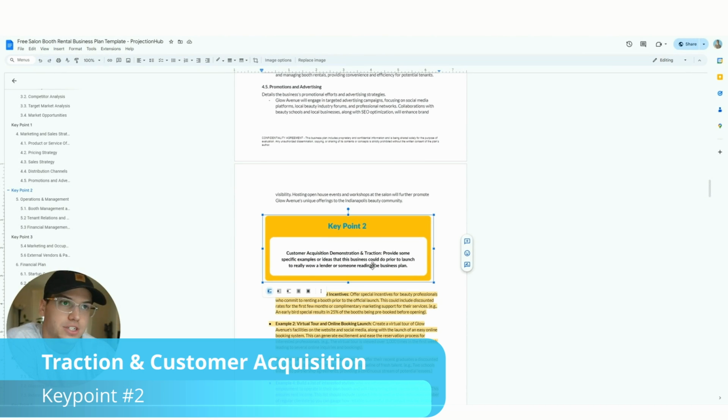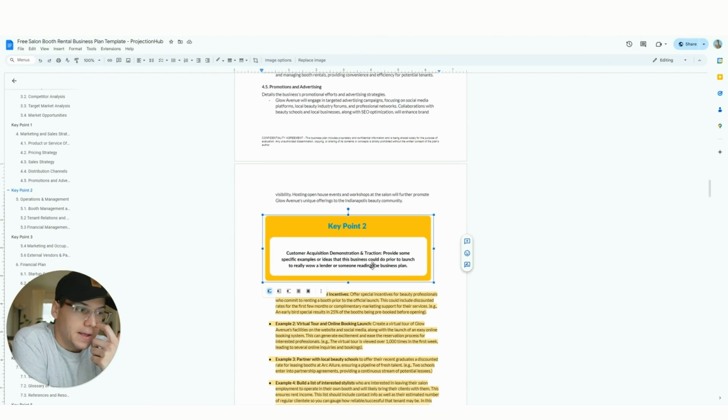Now, traction meaning momentum. It's a popular word in the tech space. If a company wants to raise investment on a new software or social media app, they can say, we've already had 10,000 free users in our testing phase, and we would like to raise money so that we can scale larger, right? They haven't technically launched, but they already have 10,000 users. So they're proving that there's momentum, there's traction, there's interest.